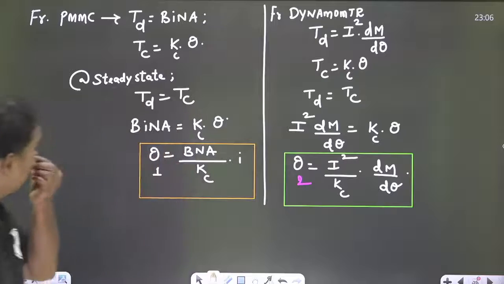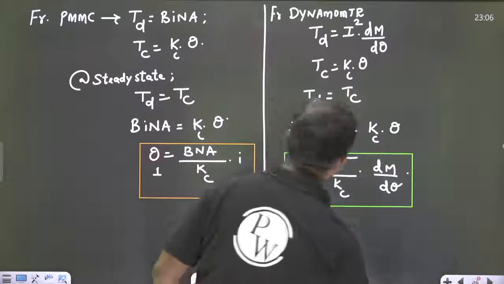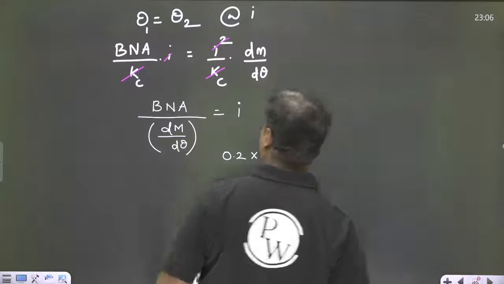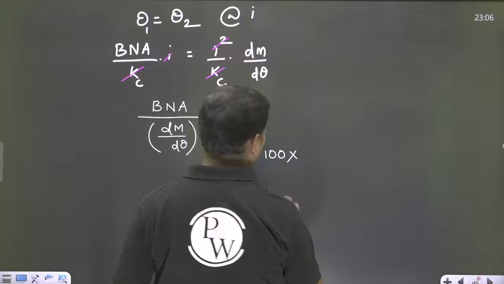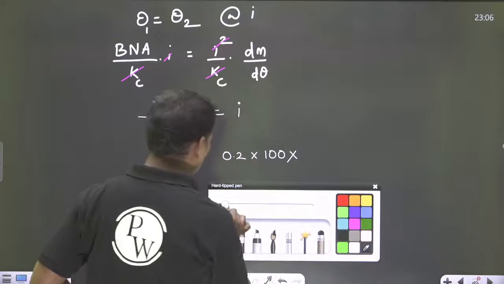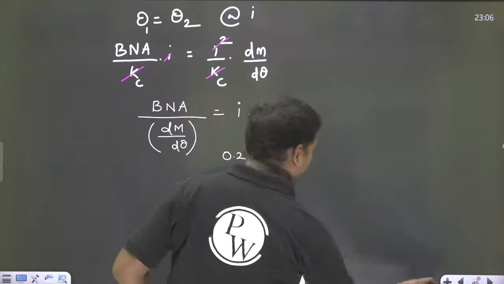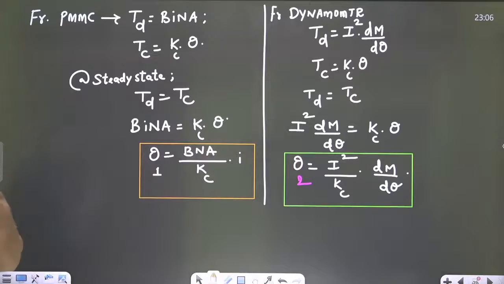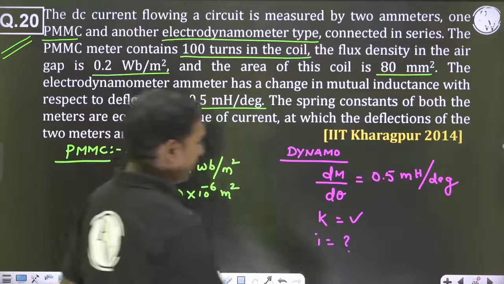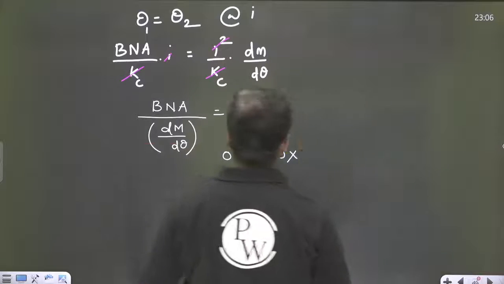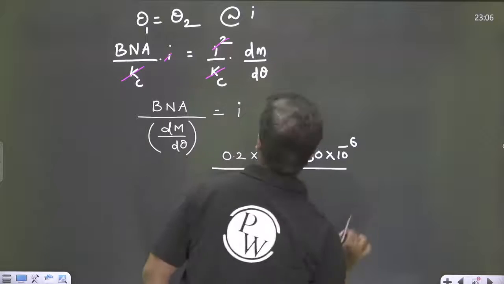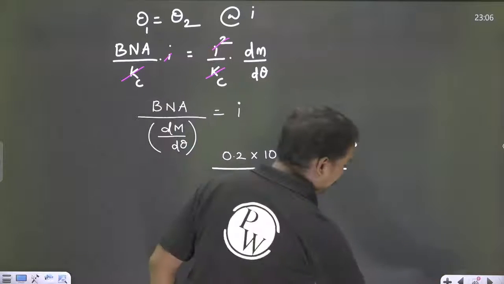Number of turns is given as 100. Let me increase the font. The area I can take as 80 into 10 power minus 6, whole divided by dM by dθ.